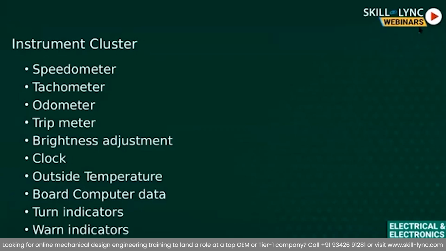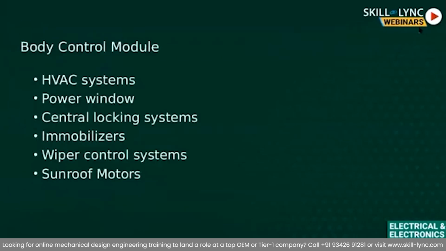I hope these meters are clear. So with that, we'll move to the next topic, which is the body control module. This module includes the HVAC system, power window, central locking system, immobilizer, wiper control system, and sunroof motors. This module is responsible for air conditioning inside the car, and it also ensures safety.